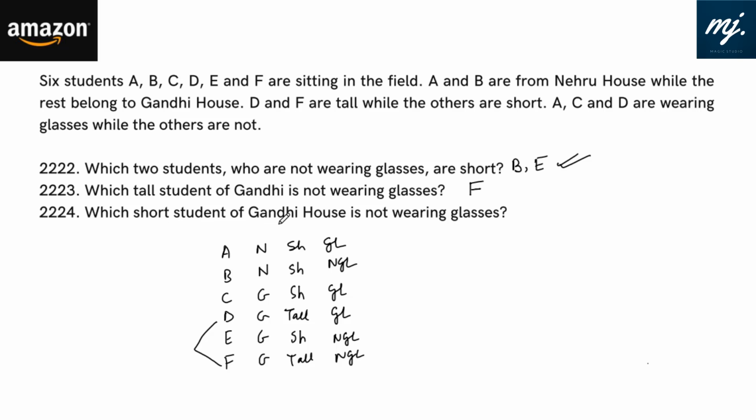Which short student of Gandhi is not wearing glasses? Gandhi short students are C and E. C is wearing glasses, E is not wearing glasses. So here the answer should be E. Not wearing glasses and short are B and E. Gandhi and not wearing glasses and tall is F. Gandhi House and short student not wearing glasses is E. Let's move on.